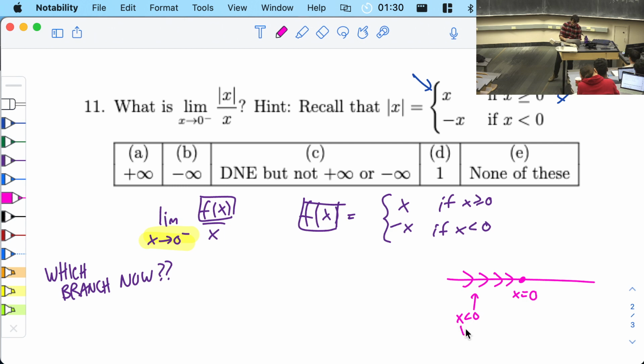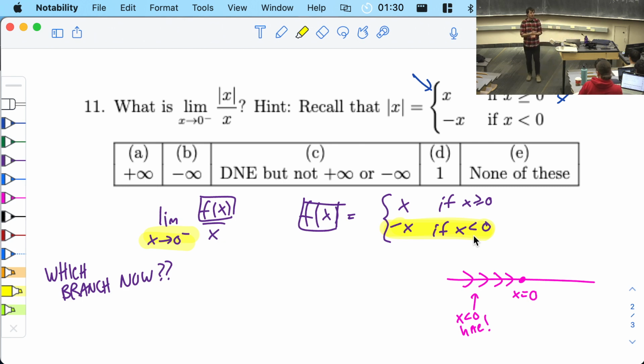X is less than 0 here. So you should know what this x goes to 0 minus means from pictures, like we did these pictures in class, like coming in from the left, going in on the graph. But also algebraically here, x is less than 0. And when x is less than 0, we are talking about this branch of the function.